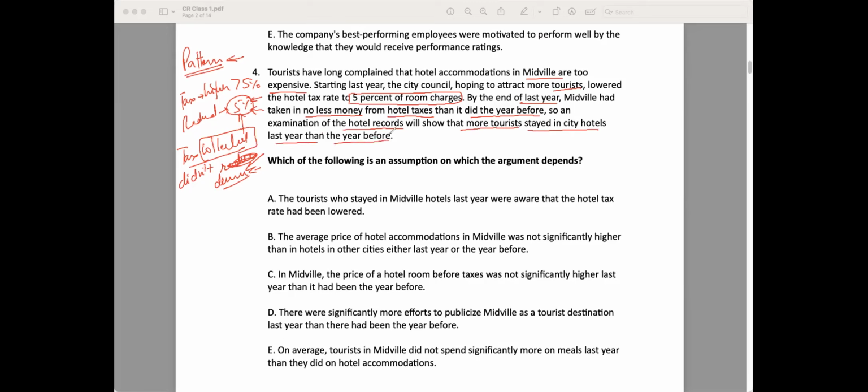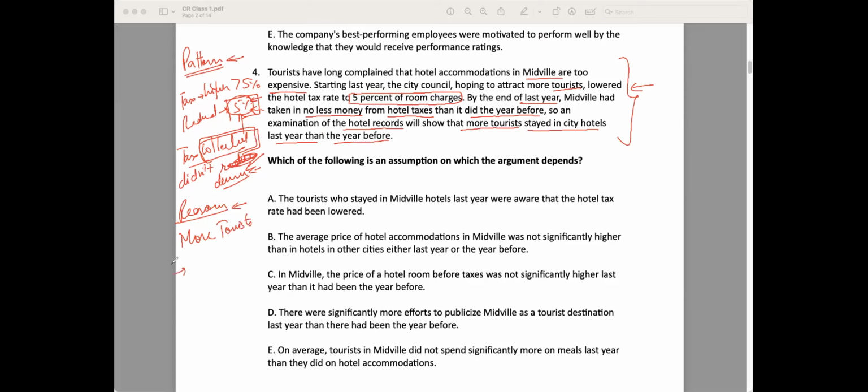Okay. Now, before we go to the options, let's try to understand one thing. We reduced the tax rate. Okay. But the tax collection remains, let's say, at least the same as it was earlier. What could be the reason for tax collection to remain the same? What could be the reasons? What could cause this? The tourists increased. Okay. That could be one reason.